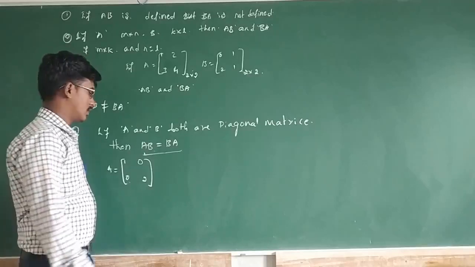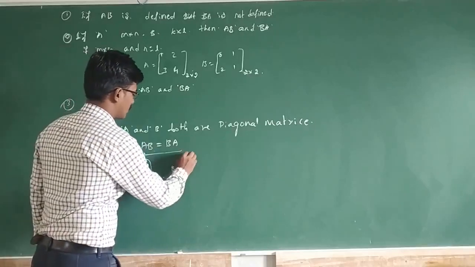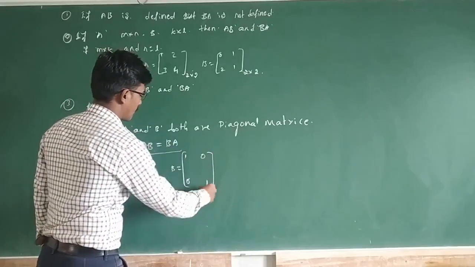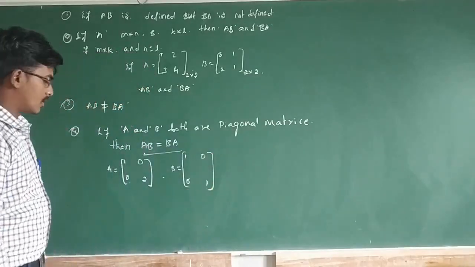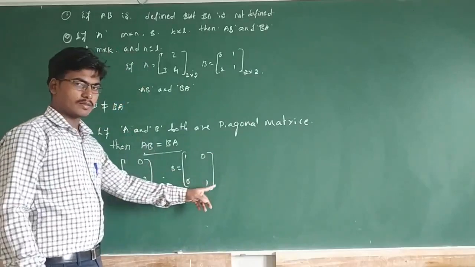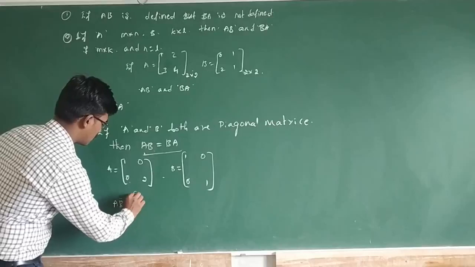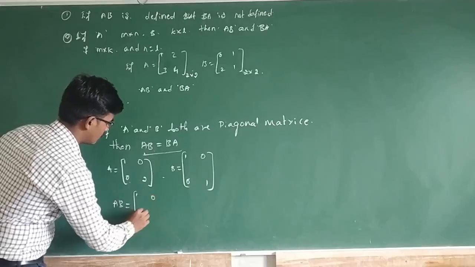For example, I will prove this AB is equal to BA. Consider diagonal matrix A equal to 1, 0, 0, 2. Then B is equal to 1, 0, 0, 1. The order is the same here. These two are diagonal matrices, right? Here AB is equal to 1, 0, 0.